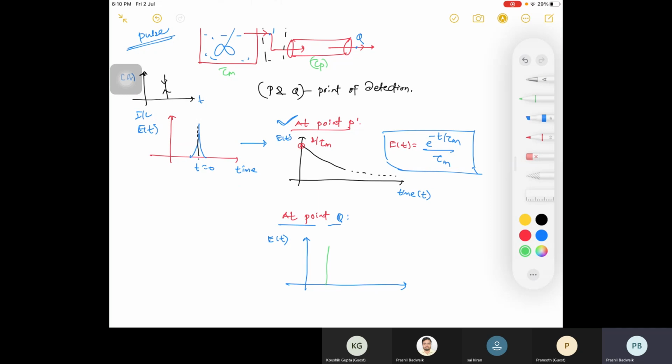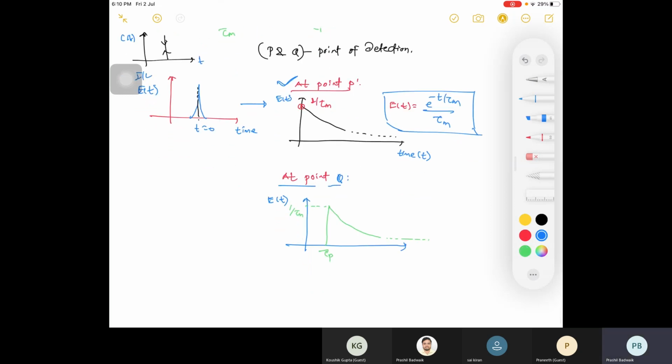This is your profile at the exit of the reactor. Exponential decay. What is this value? 1 by tau M. And what is this? Tau P. Suppose I tell you this is your profile. So from this profile, can you guess what your combination should be? This is the exponential decay you see.